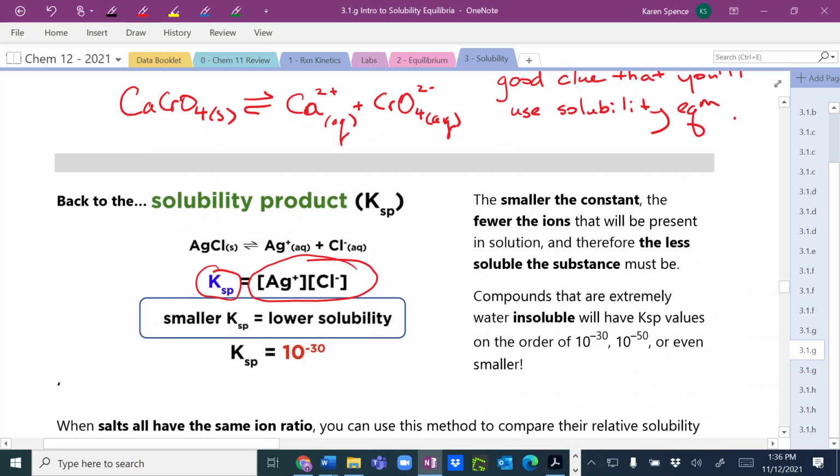You will even find things with Ksp values of 10^-30, 10^-50. Those are very, very insoluble. They would have only like 1 or 2 ions every once in a while dissolving. How about you take a look on page 5 of your data booklet and find the least soluble salt.